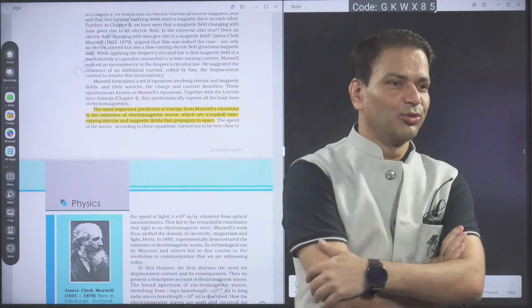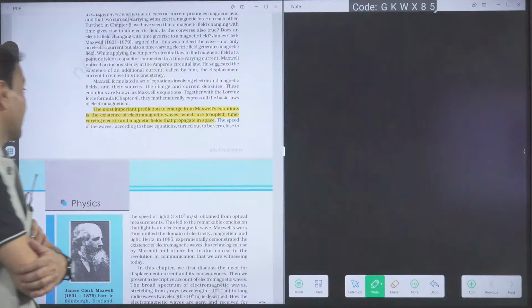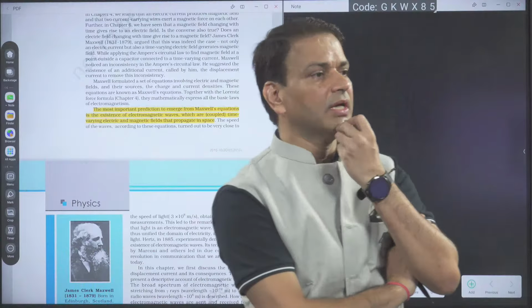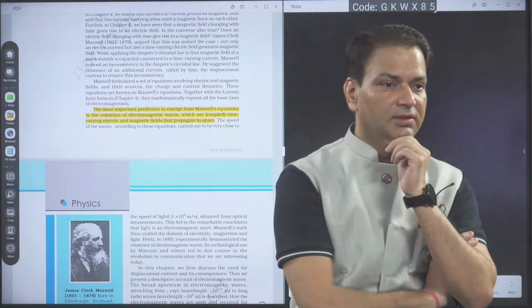So first year track 2 is completed. Now first I am going to the small chapters, and weightage-wise they are important also. So that's why I am starting with the EM wave first.